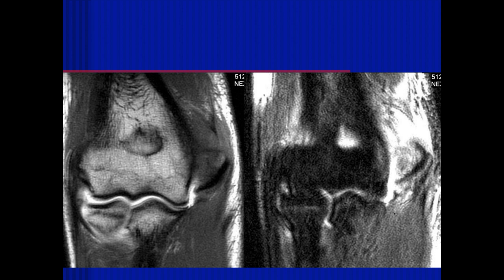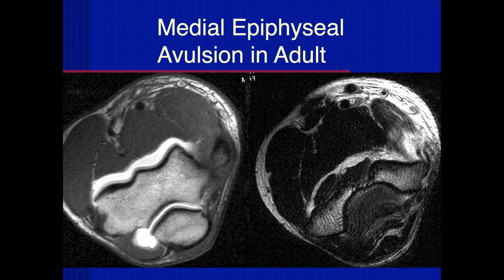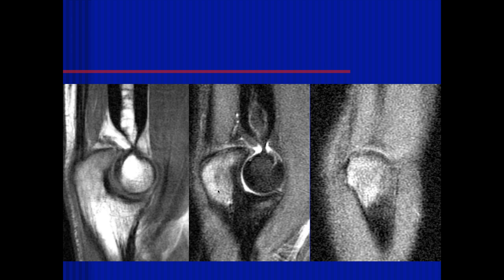So this looks like a displaced cortical fragment along the medial epicondyle, so a medial epicondyle avulsion fracture. Yeah, fixing this one is easy, other than you have to be very careful of the ulnar nerve. Okay. Ashu.